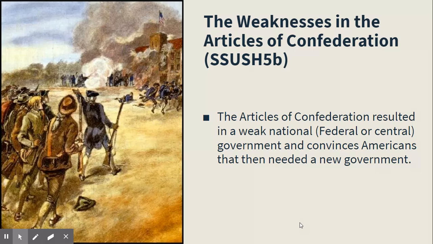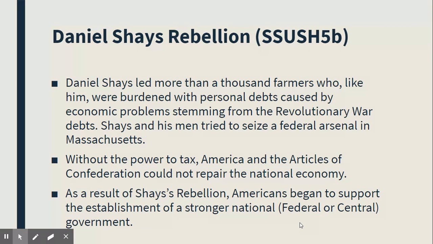Daniel Shays' rebellion is going to show that the Articles of Confederation is weak because they don't have enough power to send in anybody to confront these types of rebellions. It even says Americans began to support the establishment of a stronger national government. State governments weren't doing it, and the federal government, under the Articles of Confederation, couldn't do anything about it either because they didn't have the power to send in a militia or an army. So that's why we need the Constitution.